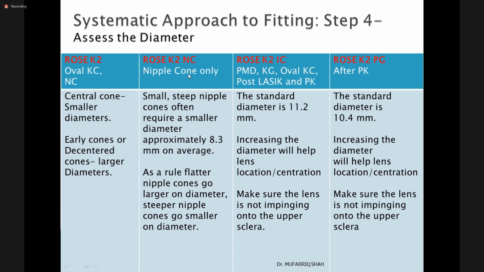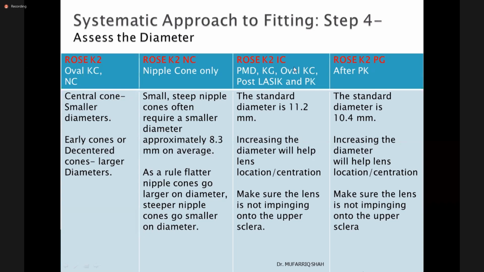For Rose K2 NC nipple cone only, small steep nipple cones often require a smaller diameter. If the cone is small and steep and it is a nipple cone, then a smaller diameter will be required, approximately 8.3 millimeter on average. As a rule, flatter nipple cones go larger on diameter and steeper nipple cones go smaller on diameter. So if the cone is steeper, you will need a smaller diameter, and if the cone is a little bit flatter, then you will need a larger diameter.